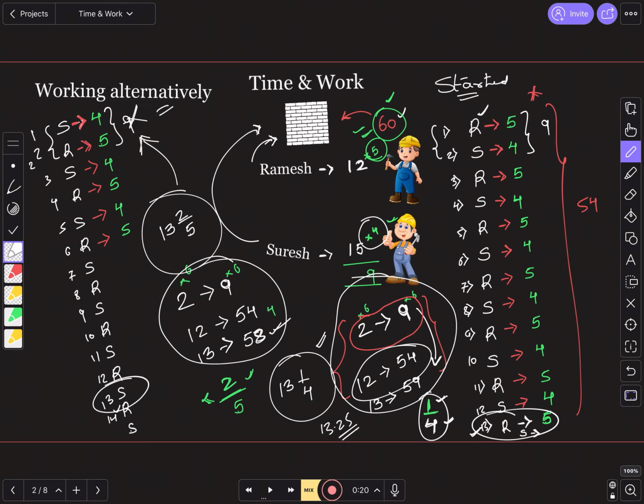So as I told you at the start, if you know the LCM method, you just need to know per day how many bricks are being put in, at the end how many bricks are remaining, and how many days will be required to put in those remaining bricks. And that will eventually give you your answer for time and work.